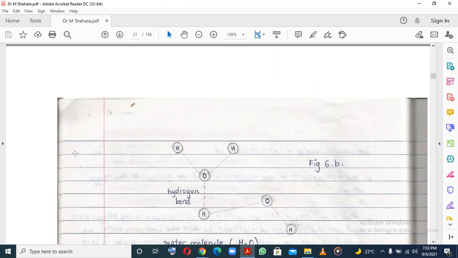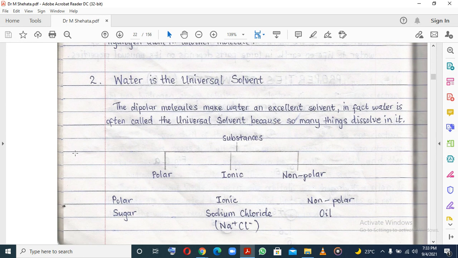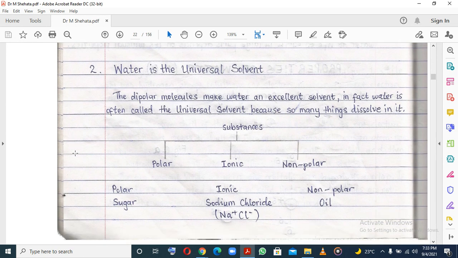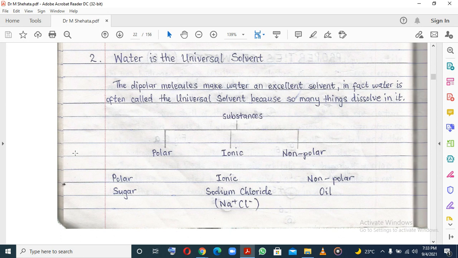We talked about the ability to form hydrogen bonds. We talked about water being called the universal solvent, and I explained why. Because polar substances are able to dissolve in water. Why? Because you remember polar dissolves polar, isn't it? So if something is polar, it's going to be dissolved in water because water is polar.